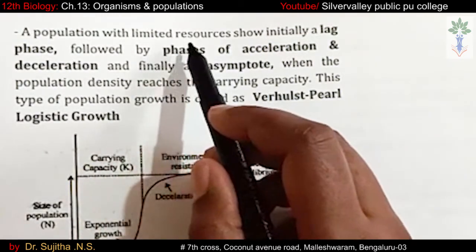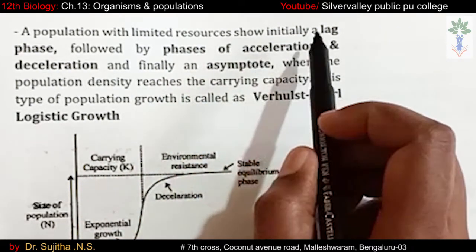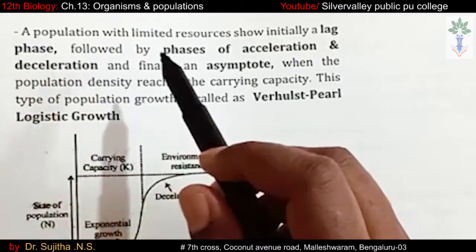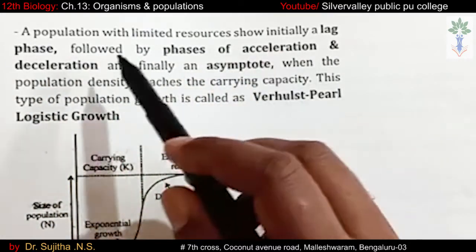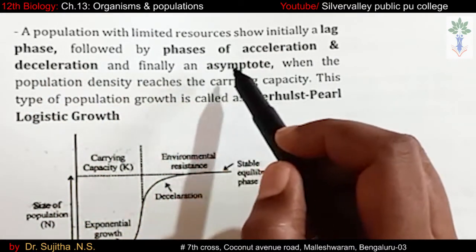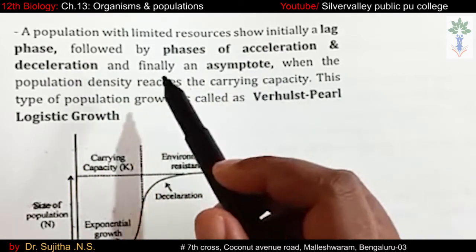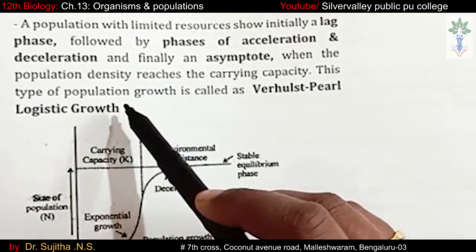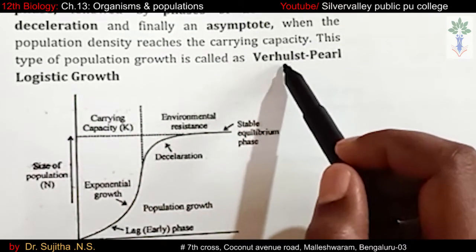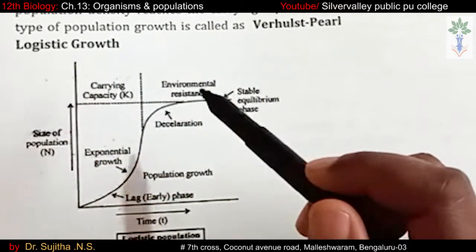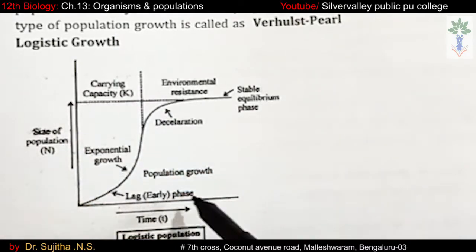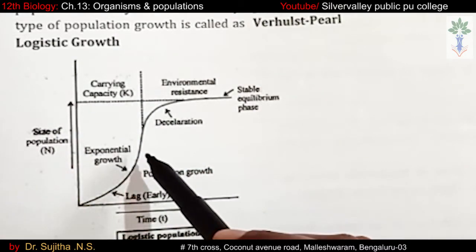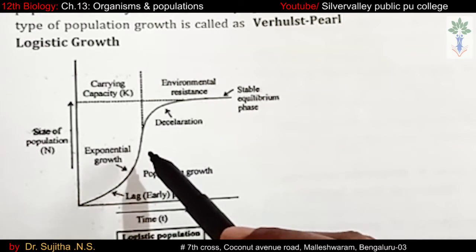A population with limited resources shows a lag phase initially, followed by phases of acceleration and deceleration, and finally asymptote when the population density reaches the carrying capacity. This type of population growth is called Verhulst-Pearl logistic growth. So this is the diagram which represents the Verhulst-Pearl logistic growth.